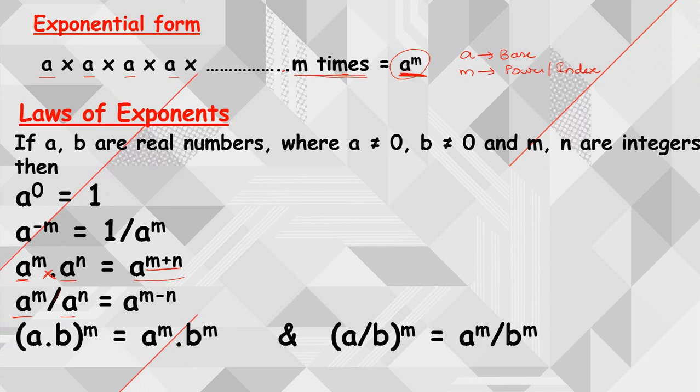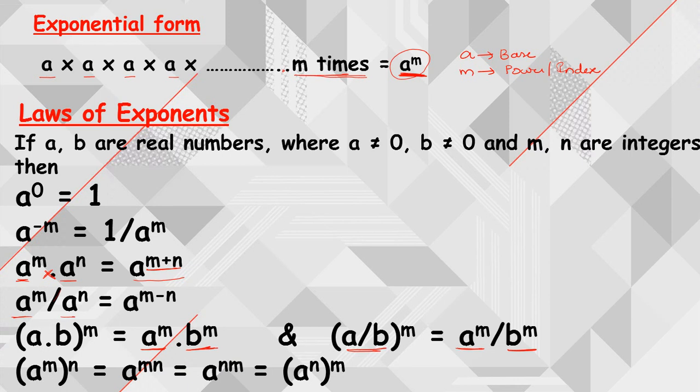Next, a into b whole power m can be written as a power m into b power m. So this whole power we can distribute to each and every term, right? The same way a by b whole power m, we can write as a power m divided by b power m, provided b is not equal to 0, right? Next, a power m whole power n. This is nothing but the power rule, so a power m whole power n can be written as a power m into n.